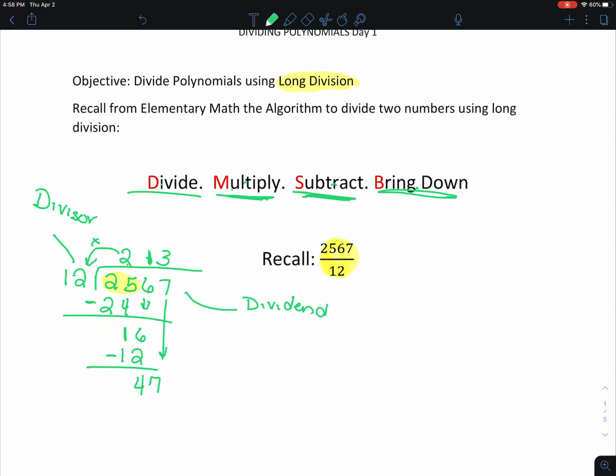So 3 times 12. We divided. Now we're going to multiply. 3 times 12 is 36. I subtract, and I get 11. Now 12 does not go into 11, so this is my remainder. Which means that because I have a remainder, 12 does not go into 2,467 evenly. So we write our answer as 213, and then we write the remainder 11 over 12. So my answer would be 213 and 11/12. And that is my answer.